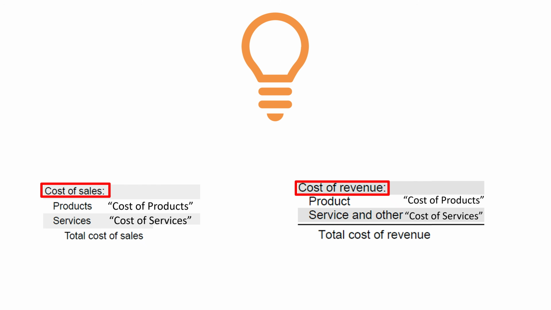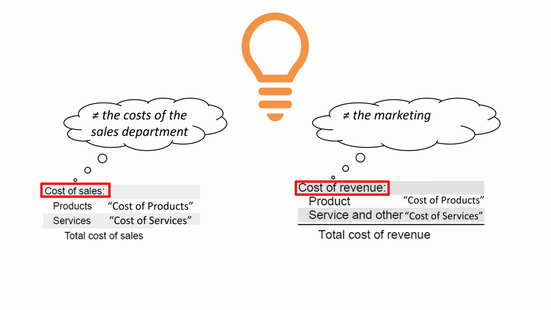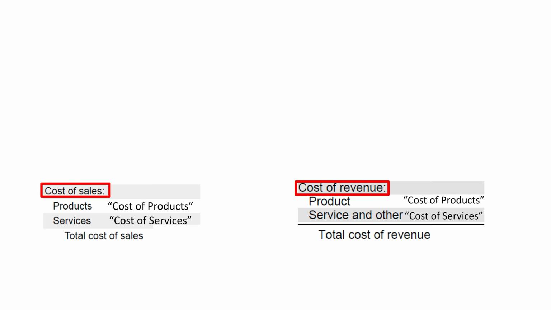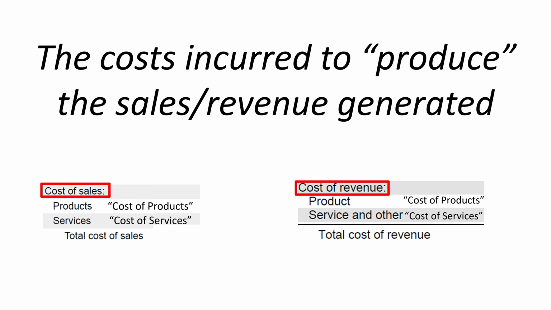Let's get some of the linguistic confusion out of the way. Cost of sales does not equal the cost of the sales department. And cost of revenue does not equal the marketing cost to generate revenue. A definition for both cost of sales as well as cost of revenue in the world of financial reporting: the costs incurred to produce the sales or revenue generated. The verb to produce is used in the broadest sense of the word.